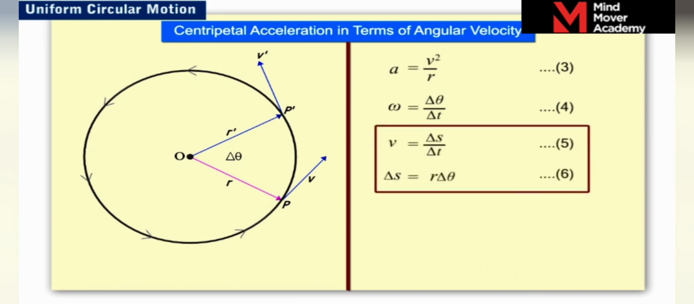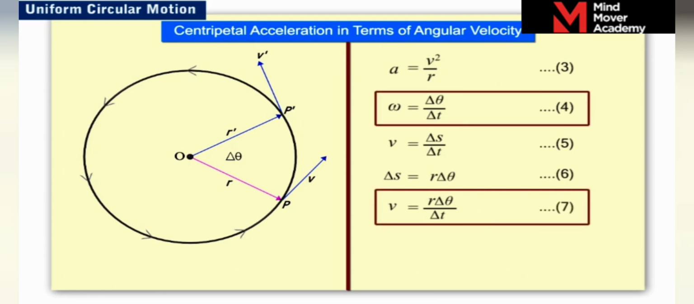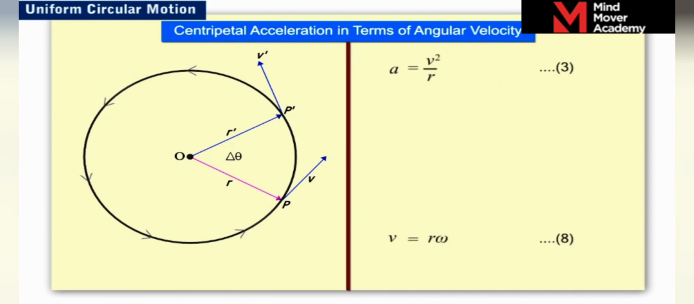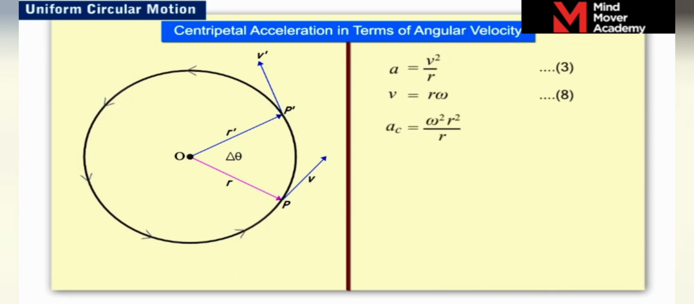Substituting 6 in 5, we get v is equal to r delta theta by delta t. Let this be equation 7. Substituting 4 in 7, we get v is equal to r omega. Let this be equation 8. Now, substituting equation 8 in equation 3, we get centripetal acceleration a c is equal to omega square into r.